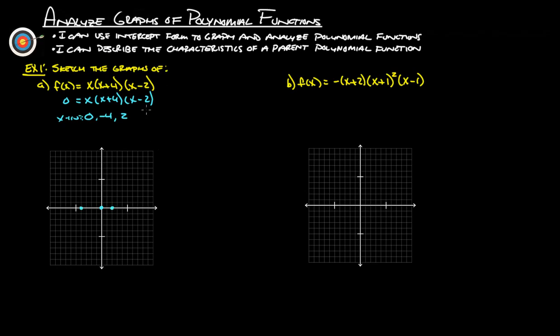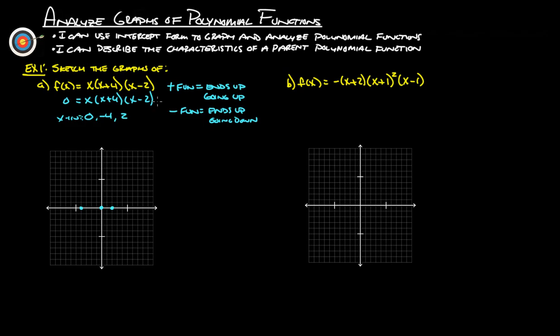Okay, now the only other big thing we have to do is figure out which way this ends up going. Since this is positive, since there's no negative out front, that means all positive functions are always going to end up going up. A positive function ends up going up and a negative function ends up going down. So since this is positive, we know it's going to end up going this way.